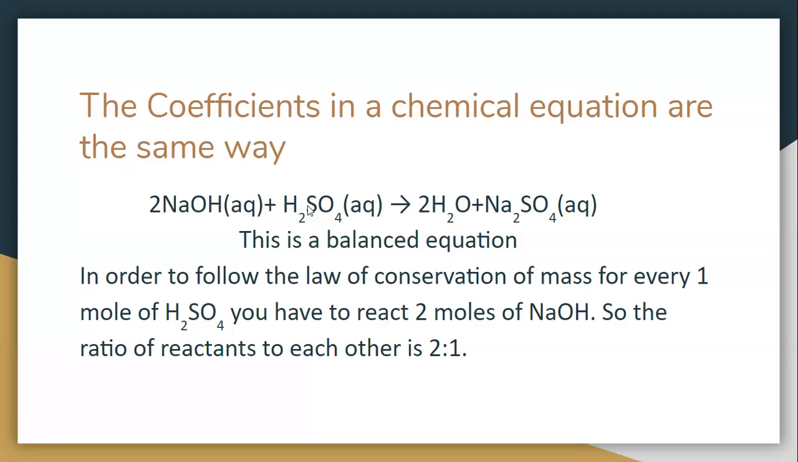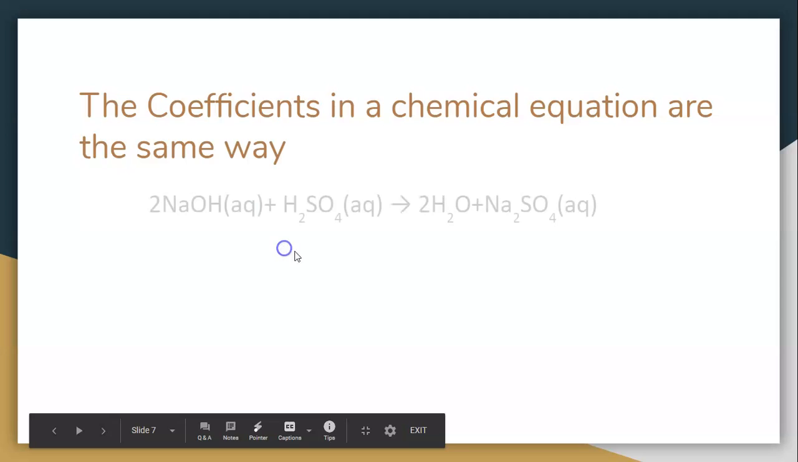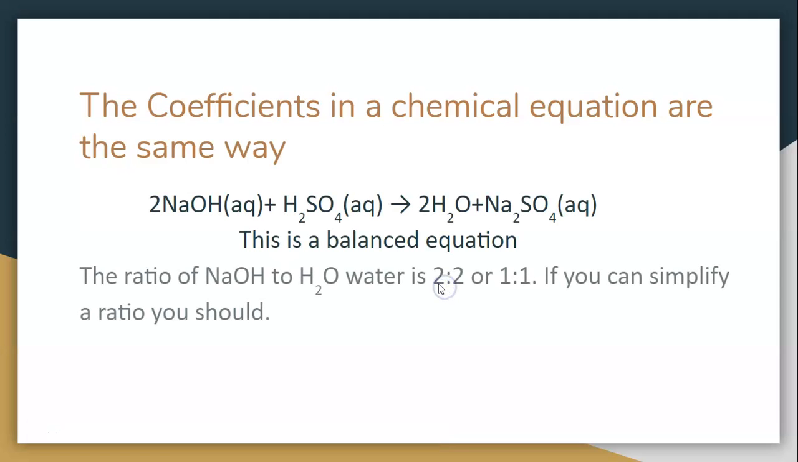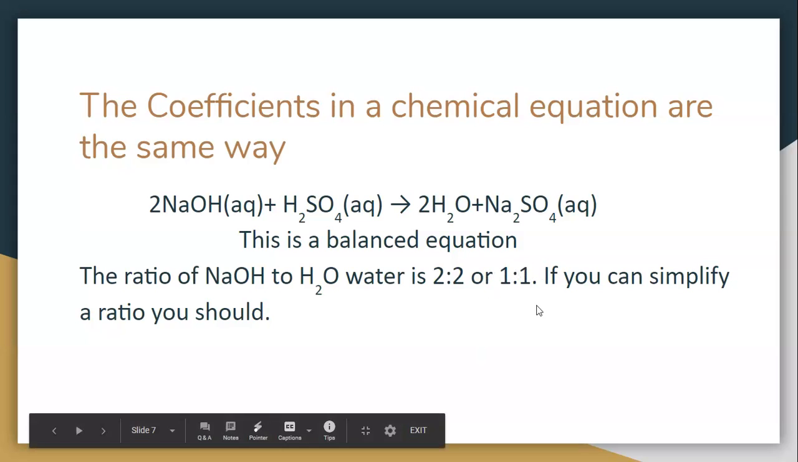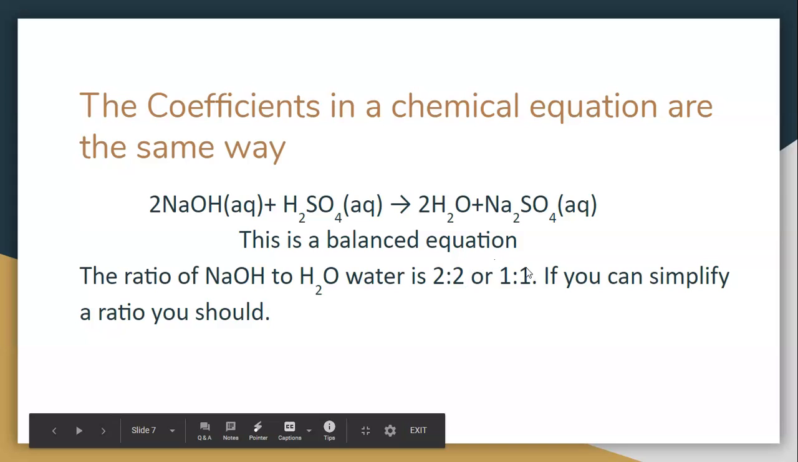Okay. What does that mean for us? Okay. I can also look at a ratio between reactants and products. And so here, if I look at sodium hydroxide and water, I have a 2 to 2 relationship. For every 2 sodium hydroxides reacted, I get 2 waters out of it. And you can simplify that ratio as a 1-to-1 relationship. If you can simplify a ratio, you should. So like previously, let's just simplify it, okay?